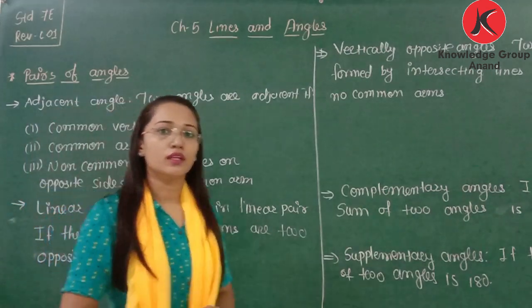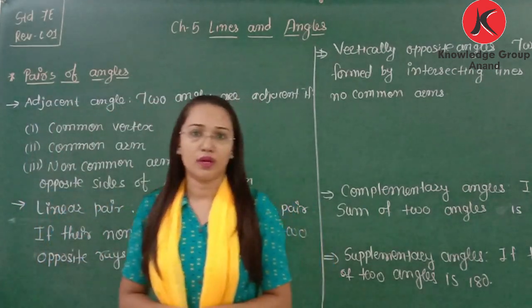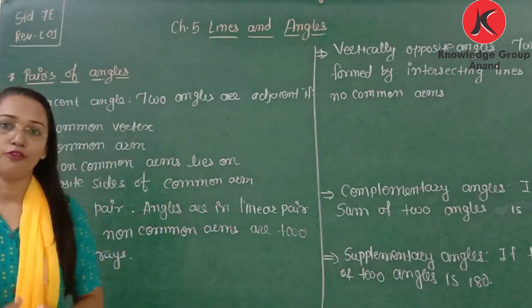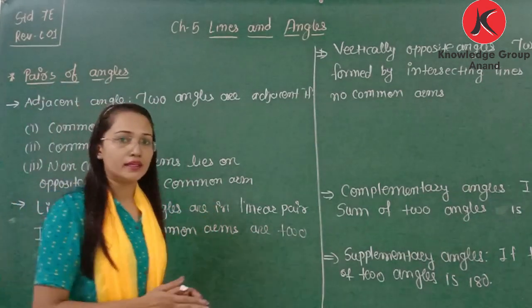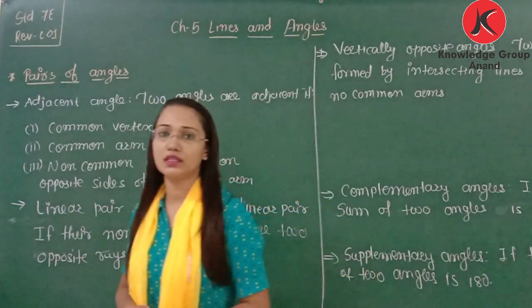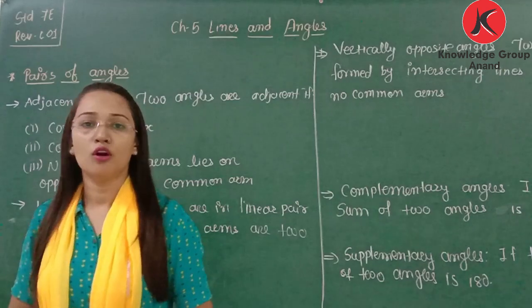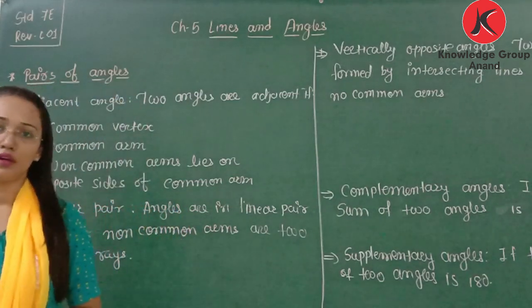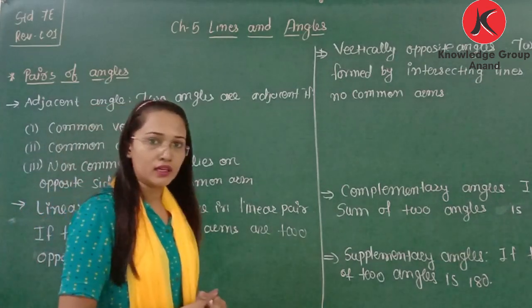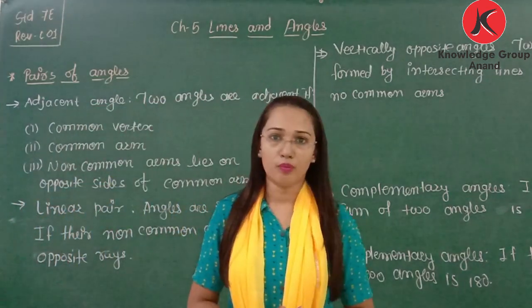A line is like a line segment, but it extends in both directions. If we draw any line and put an arrow on both sides, it represents that it is extending in both directions. So that is what a line is. It does not have an end point. A line does not have an end point.